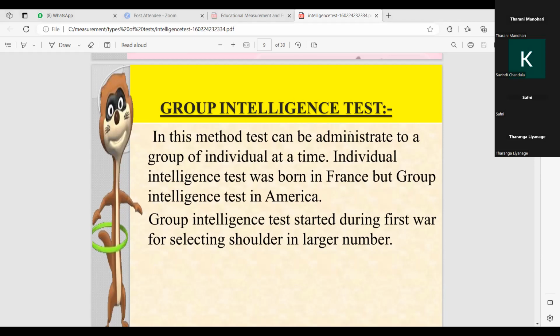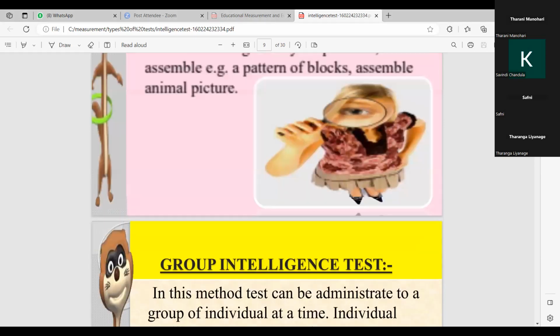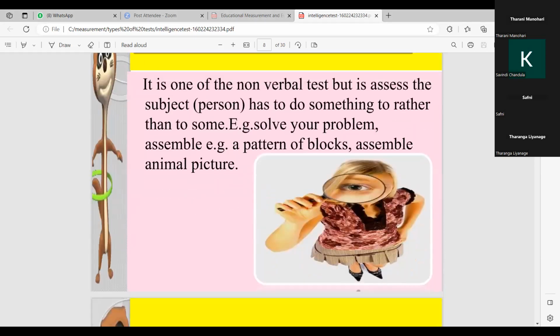Sorry, there are so many disturbances. So back to the performance.